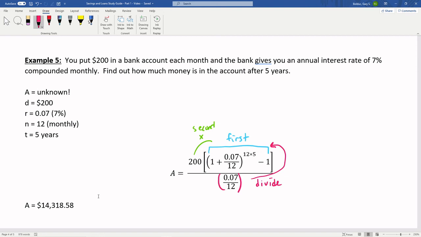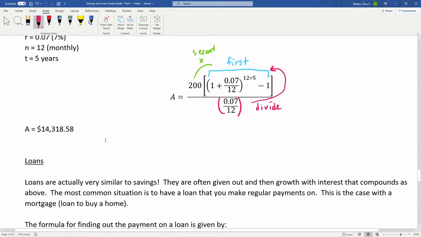Time is good. So it's an annuity. That's the whole idea. The formula's a little wacky, I know, but you plug in, you write down what you have, what you don't have, you plug in, you solve, you're good to go.